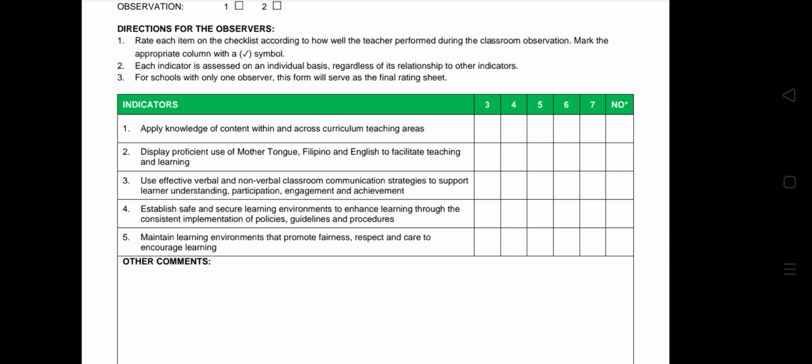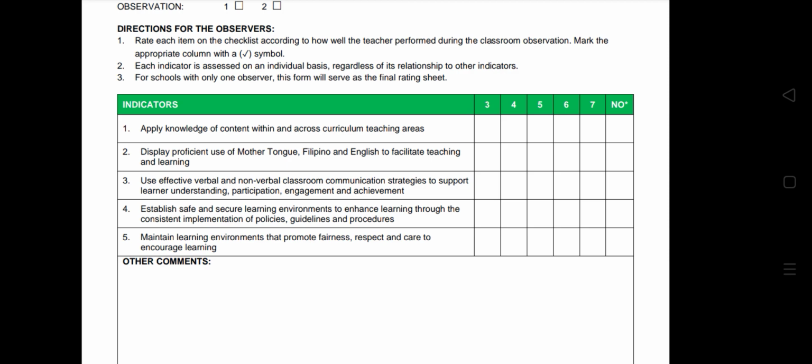Again, cite for example, the teacher's use of mother tongue and or Filipino or English demonstrates a well-developed ability in using communication strategies such as code switching and translation. Again, remember, code switching and translation. Pag halimbawa, nagtanong ang bata kung anong ibig sabihin ng isang salita sa Ingles, gitranslate ng teacher sa Tagalog or sa Filipino, at gitranslate din ito sa MTB.